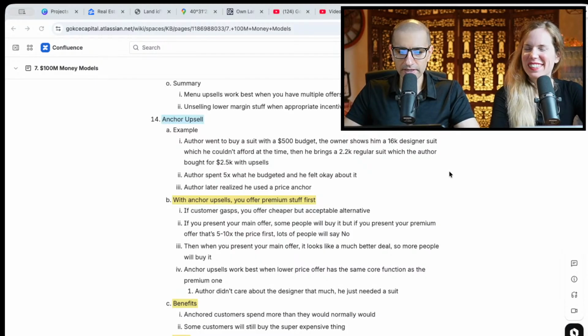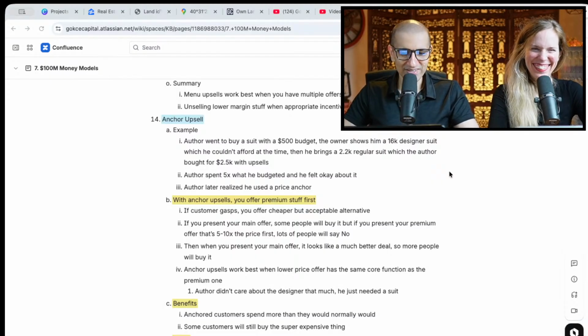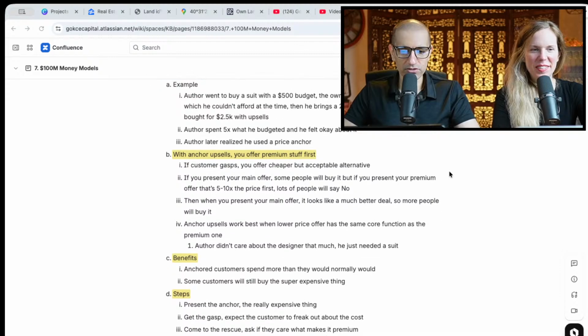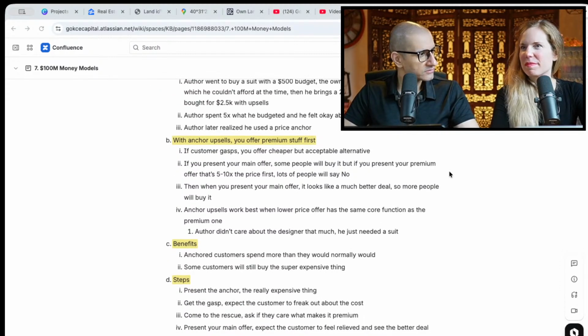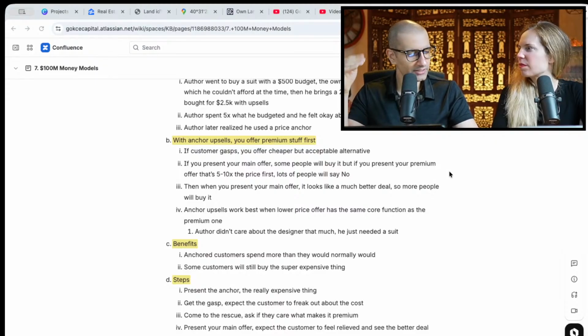All right. So the next item is Joan doesn't get the air horn. The next thing he discusses is if the customer gasps, you offer cheaper but acceptable alternatives, right? So he gasped when the owner showed him a $16,000 suit. That's when you show the cheaper alternatives. You start with an extremely premium offer. This is what we're trying to do.